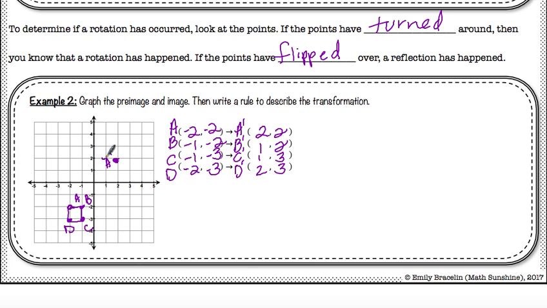1, 2 is B prime. 1, 3 is C prime. 1, 2, 3 is D prime. And again, it is a cute little square. Somehow this A, B, C, D, this square, has gone from being over here to over here.